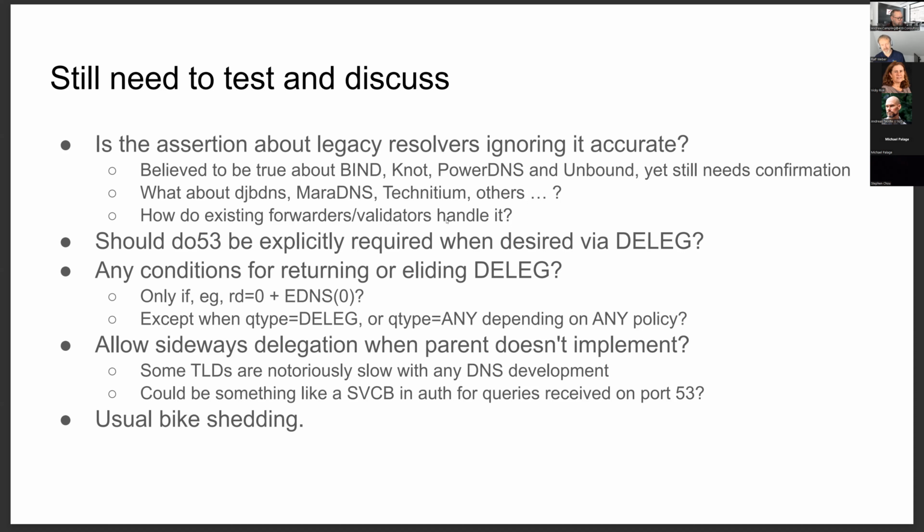There's also discussion on GitHub about whether we should require DO53. I don't think so, because it's DNS, baby. It's 53 by default.